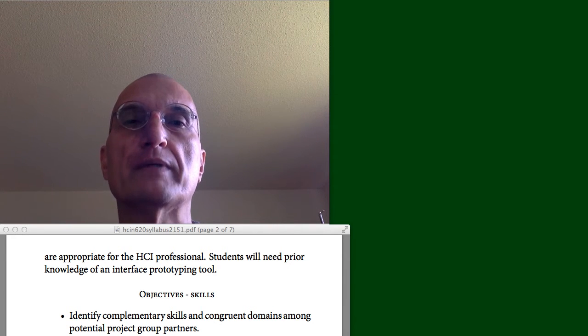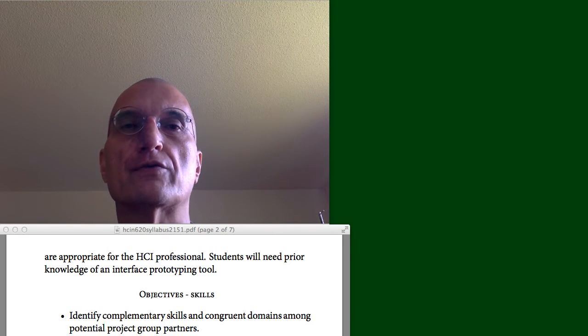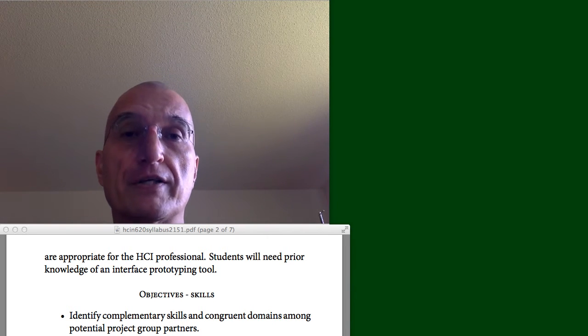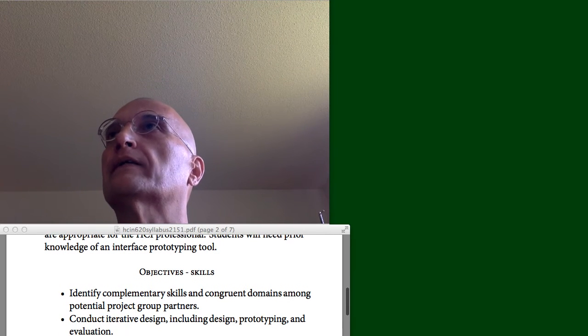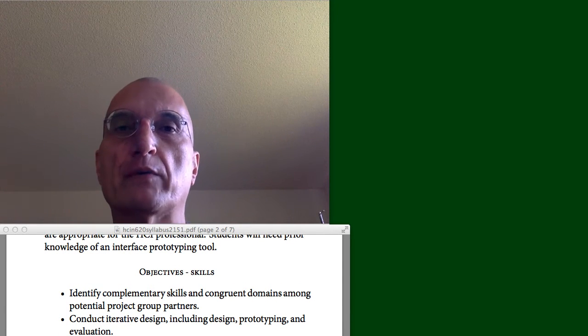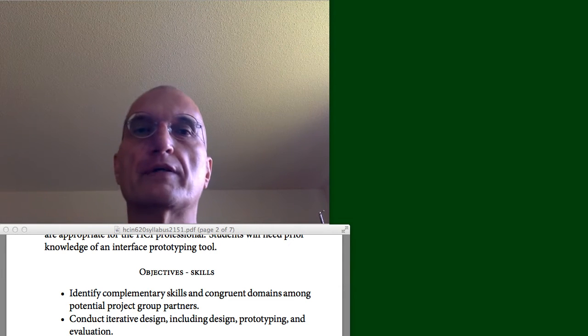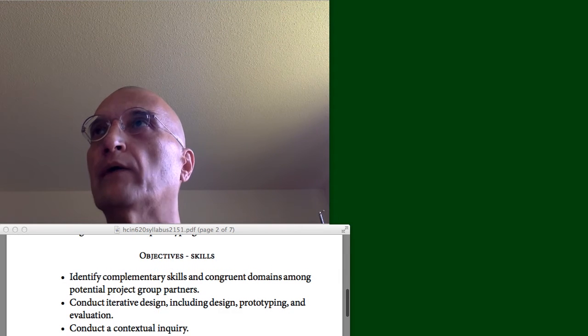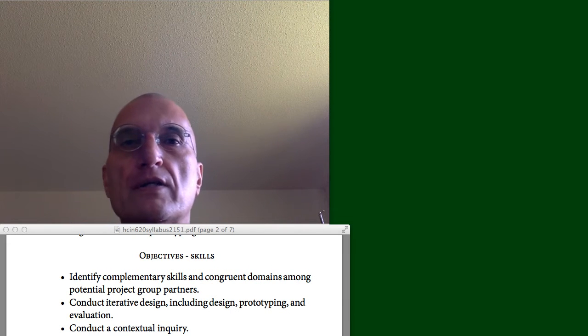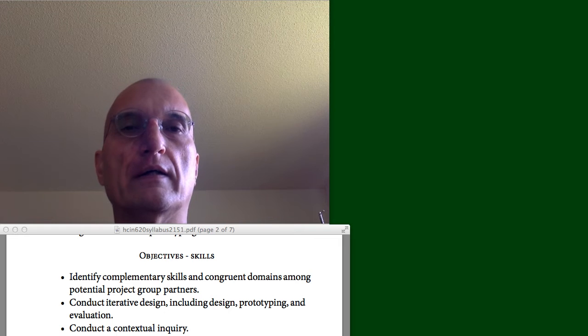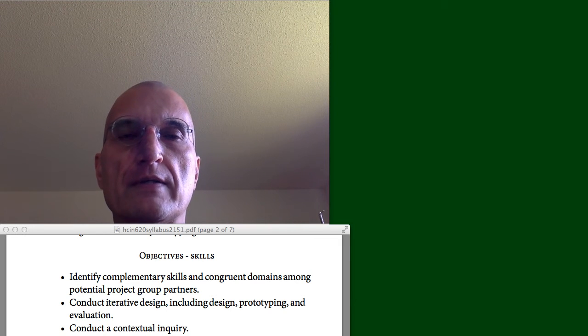Complementary skills would be technological skills, although there are also skills such as writing and skills in art that aren't tied to any particular technology. Conduct iterative design, including design, prototyping, and evaluation. So that's the main task that you have to do this term, is that you will have to do a design and prototype it and evaluate it. You'll have to conduct a contextual inquiry. There are many ways to design the user experience, and contextual inquiry is just one of them.